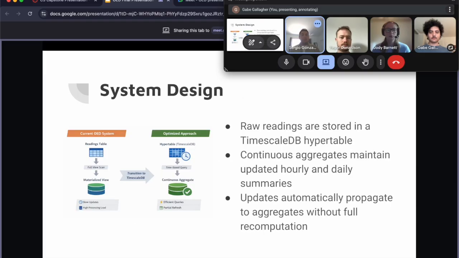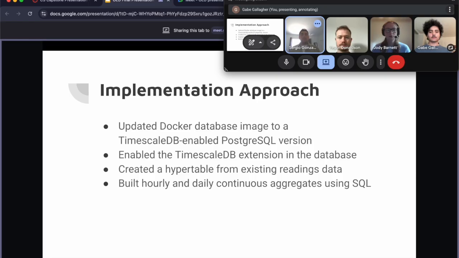and aggregation needs. In the current OED system, raw readings are stored in a regular table and queries require a full scan of materialized views, which is slow and resource intensive. In our optimized approach, raw readings are stored in the TimescaleDB hypertable, and continuous aggregates maintain updated hourly and daily summaries. When new data comes in, updates automatically propagate to the aggregates without requiring a full recomputation. To implement this, we first updated the Docker database image to a TimescaleDB-enabled PostgreSQL version. We then enabled the TimescaleDB extension in the database, created hypertables from the existing reading data, and built hourly and daily continuous aggregates using SQL.